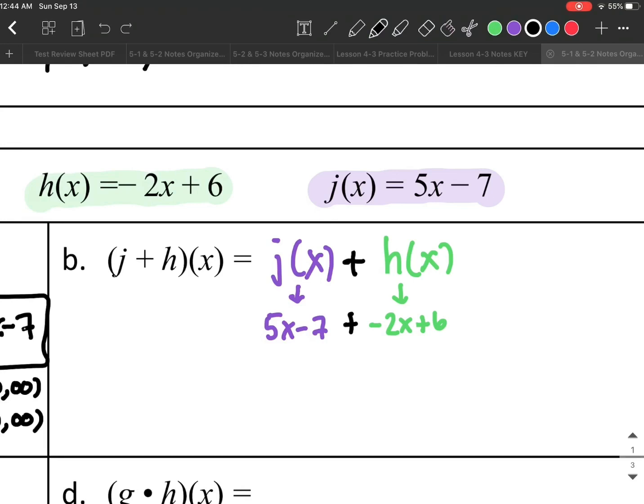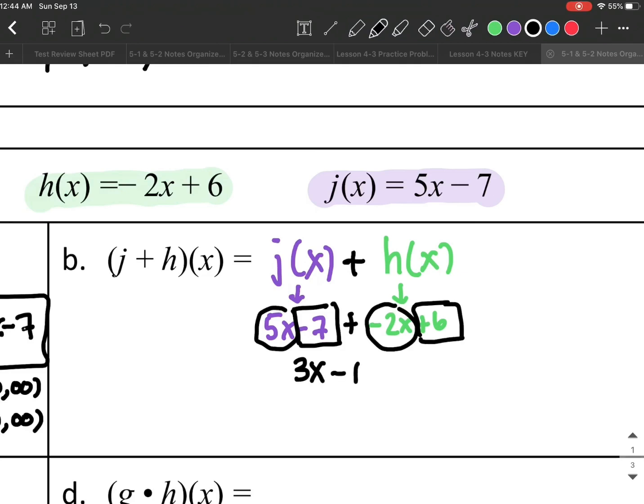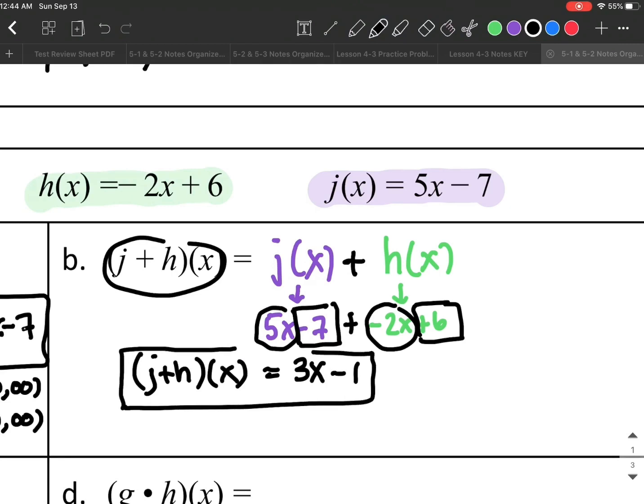But then what I'm going to do is combine my x terms. So I have 5x and minus 2x, which is 3x. And then my constants combined are negative 7 plus 6, which gives me negative 1. So I know that, bringing this down, j plus h of x, that function is equal to 3x minus 1.